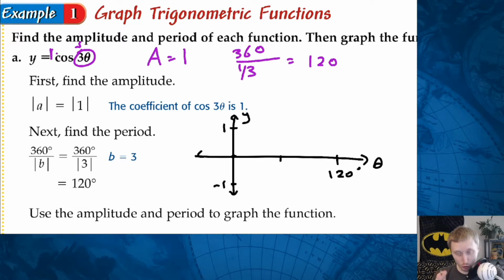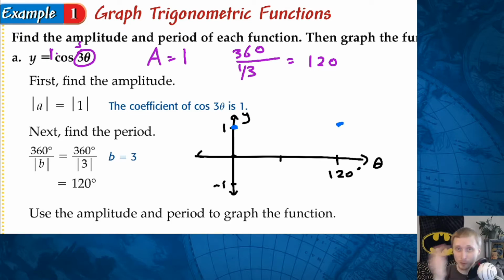But get your key points in there, and then it's just connecting the dots. Cosine starts at the maximum. Remember that. Cosine starts at the maximum. Sine starts at 0. So our starting point for our cosine graph is going to be our maximum. In this case, it's 1. We repeat at 120, so we get back to the maximum, right?